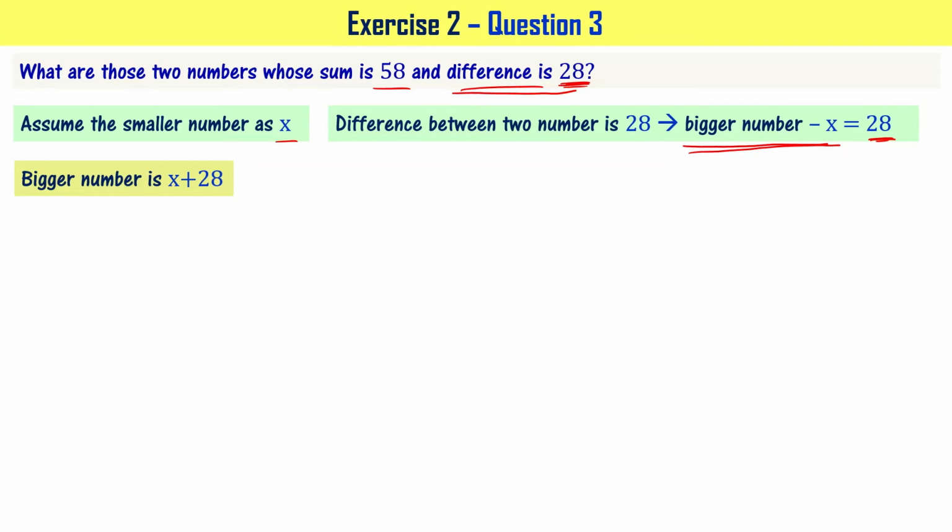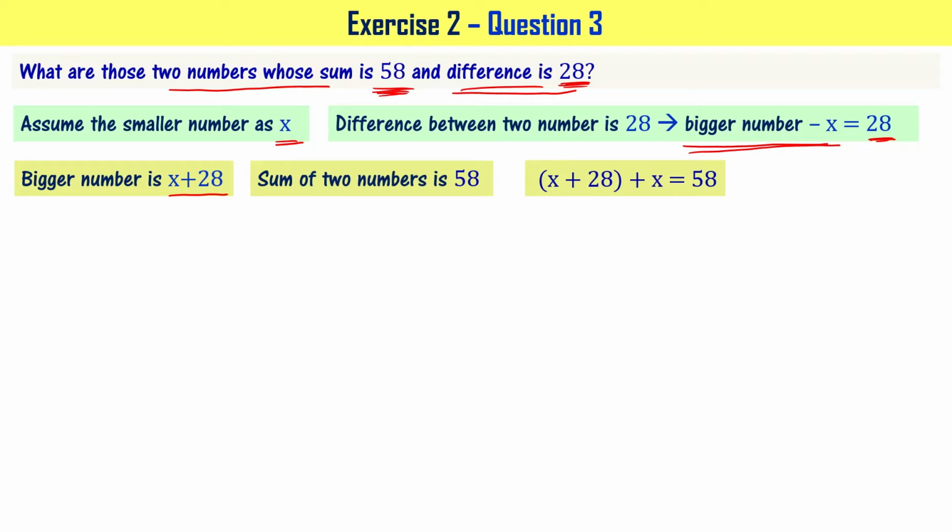Right? You see here, the first statement says that the sum of two numbers is 58. Now I know the first number is x and the second number is x plus 28. When you add these two, I get the answer as 58. That's what it says, right? Sum of two numbers is 58. For that reason, x plus 28, this is the bigger number, plus x, that is the smaller number. When you add these two, you get 58, right?